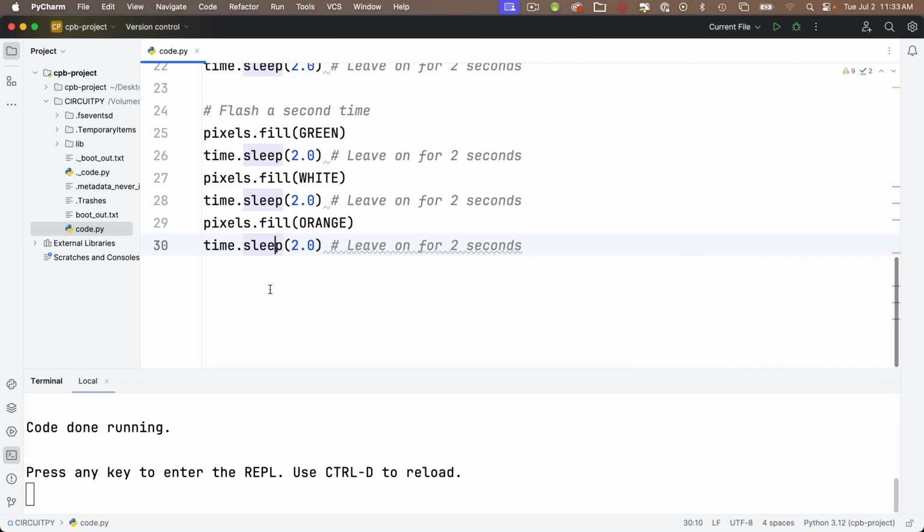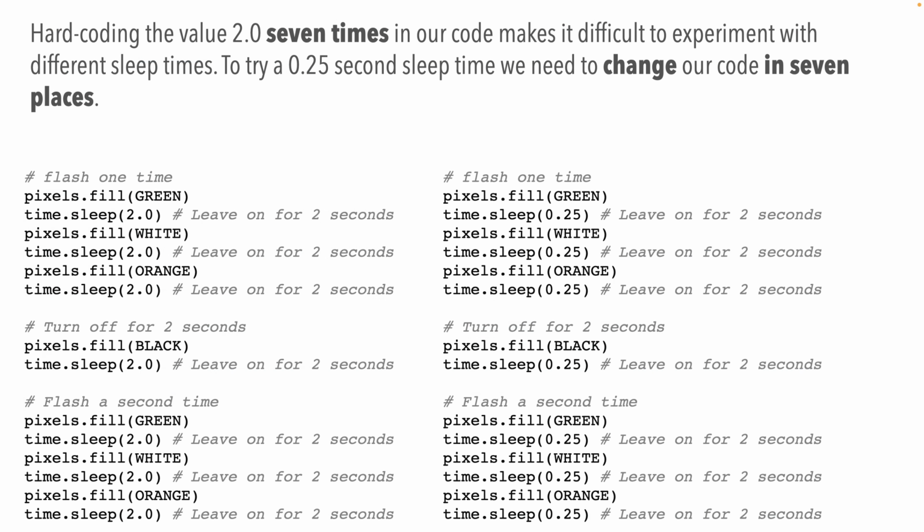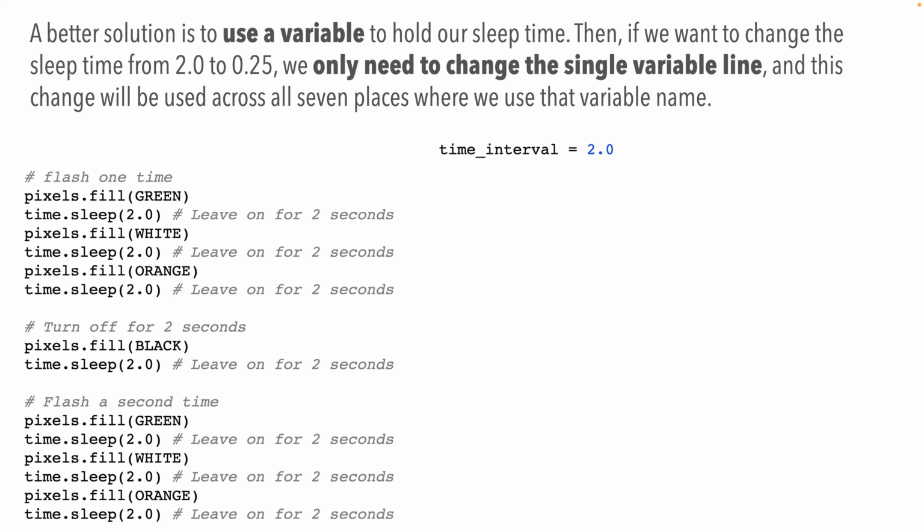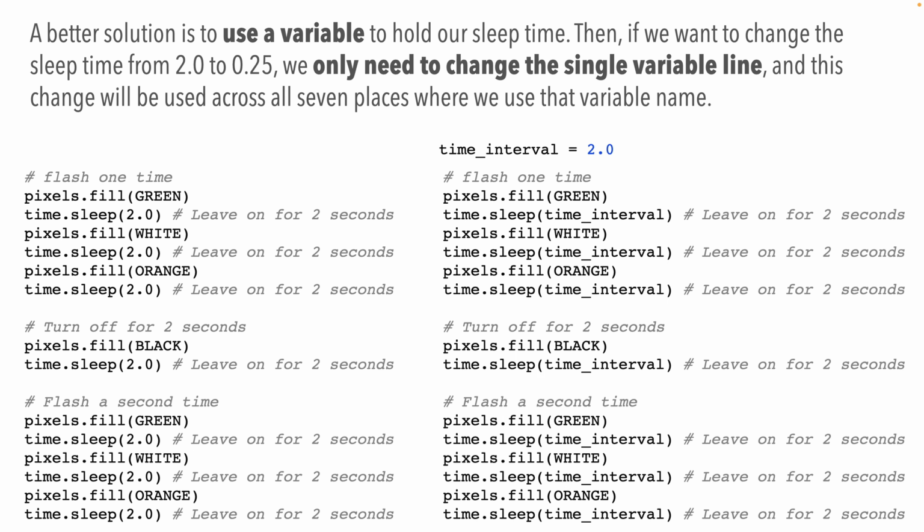But now imagine we want to change all of our 2 seconds to a faster flash period, say a quarter of a second. Well, we've hard-coded 2.0 into our sleep function 7 times. We have to change that in 7 places in our code. A better way to code this would have been if we created a single variable with the value of the seconds we wanted to use, and then use that variable name instead of hard-coding the number 2.0 in here. In this way, if we wanted to experiment with values, we could just change the value of the variable instead of having to make 7 changes in our code.